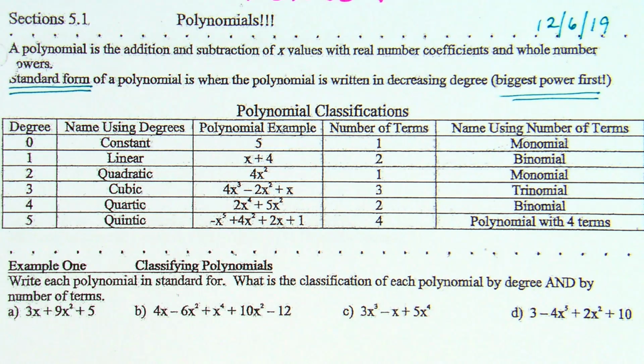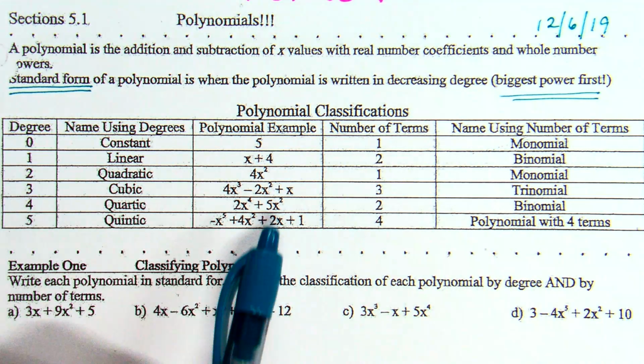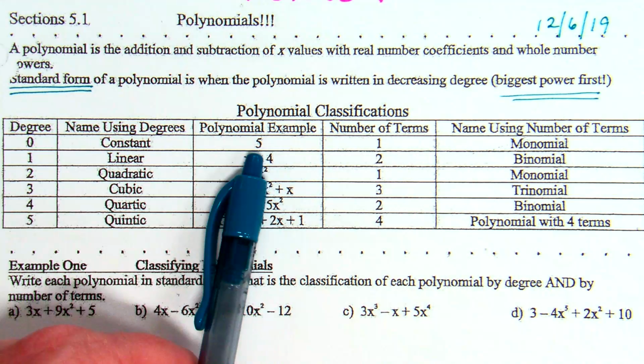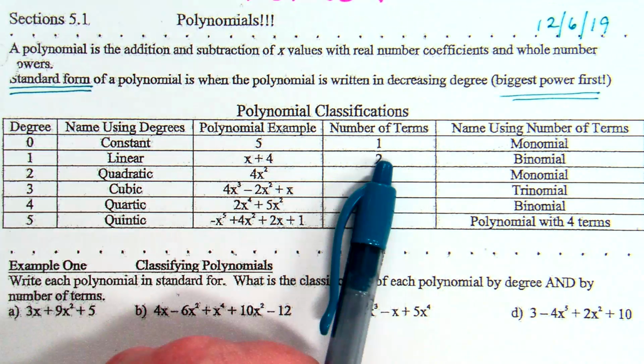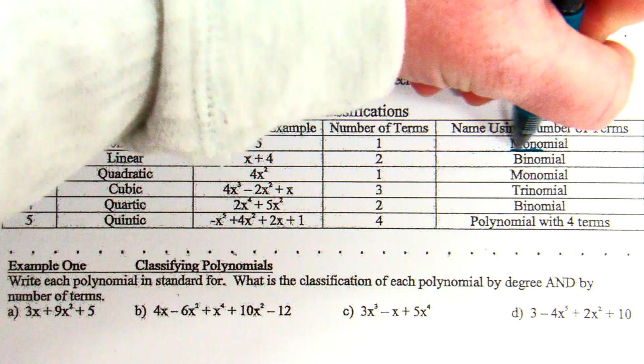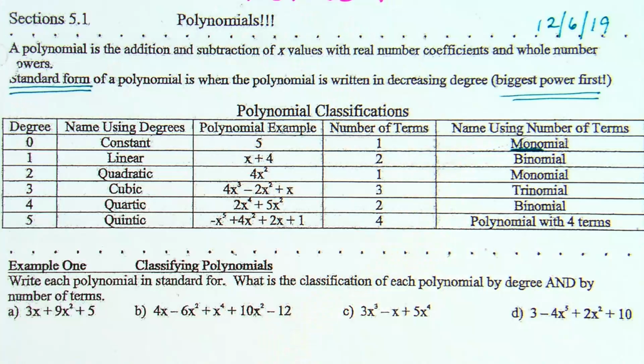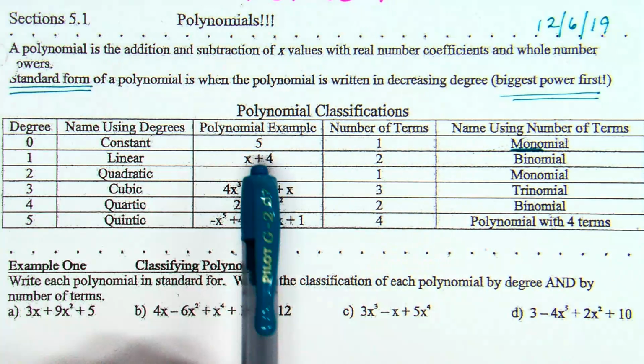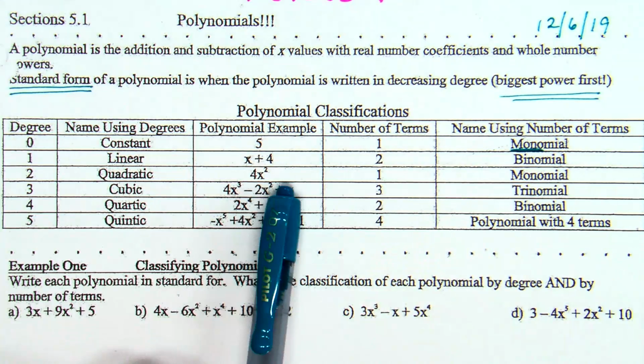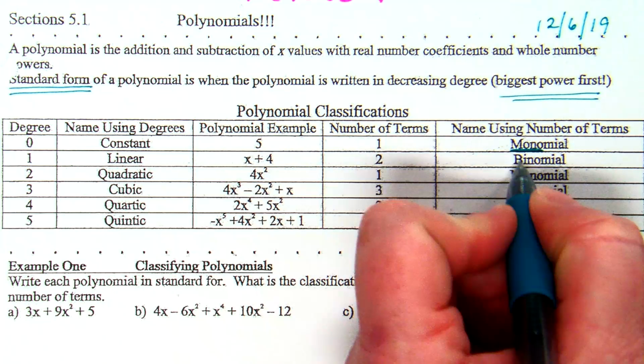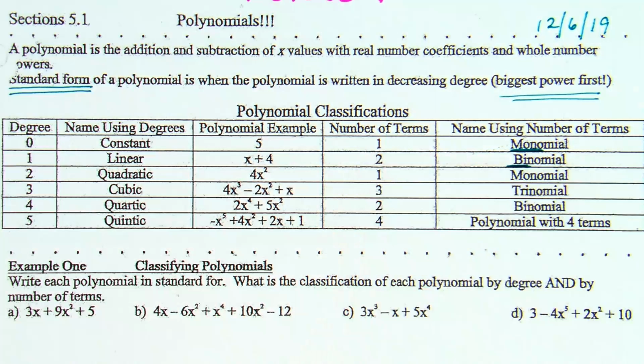And then the other half of this chart is naming based on how many terms there are. So, for instance, this example right here, 5, that is just one term, yes? If there is one term, then we're going to call it a monomial. So mono standing for one, one term. If there are two terms, such as x plus 4, that's two terms, we're going to call it a binomial. Kind of like a bicycle, binomial.